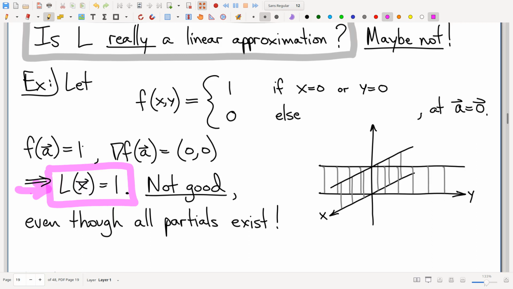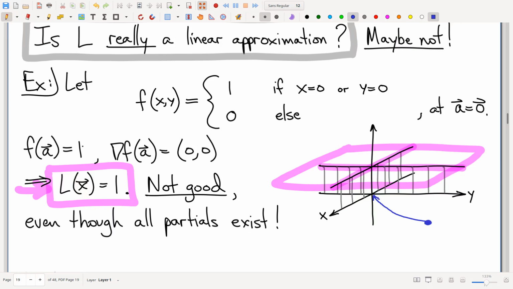Because consider the following. Let's look at what that looks like, and just for visual purposes, I'm going to draw it like this. There it is, z equals 1. That's the graph of that linear approximation. Let's look at a particular curve. I'm going to think about this curve that starts over here and then approaches the origin. It never gets to the origin, but it approaches the origin, like that.